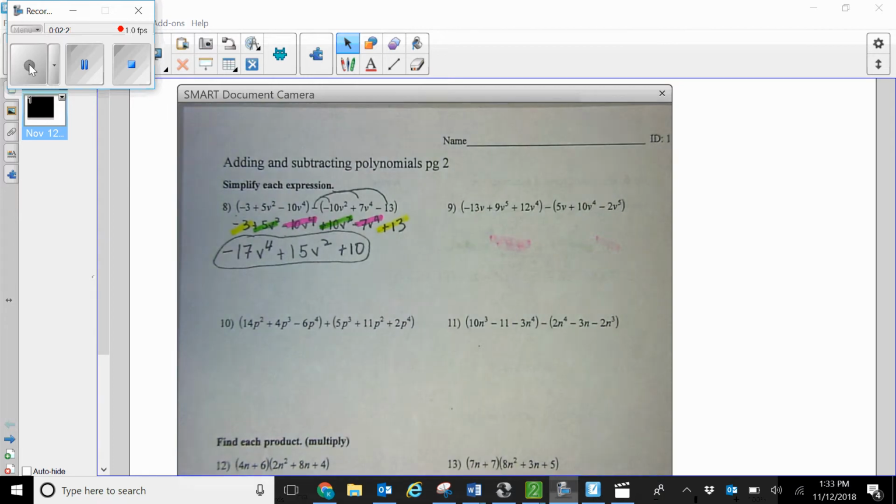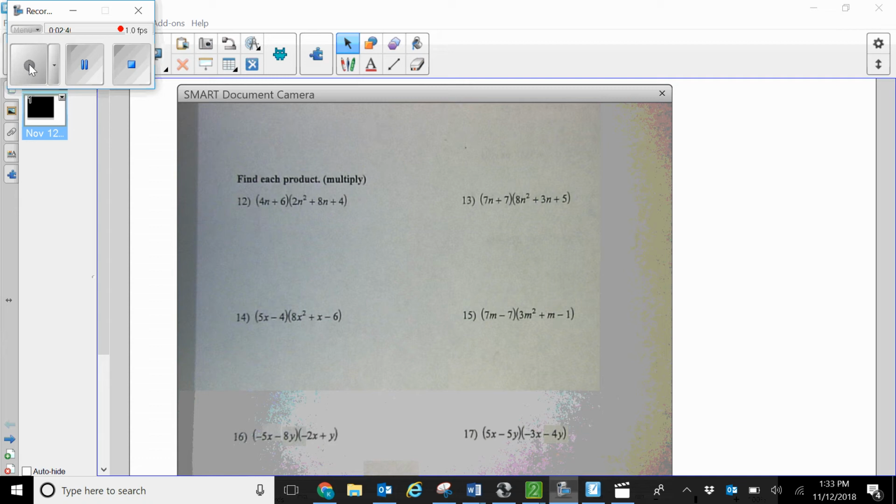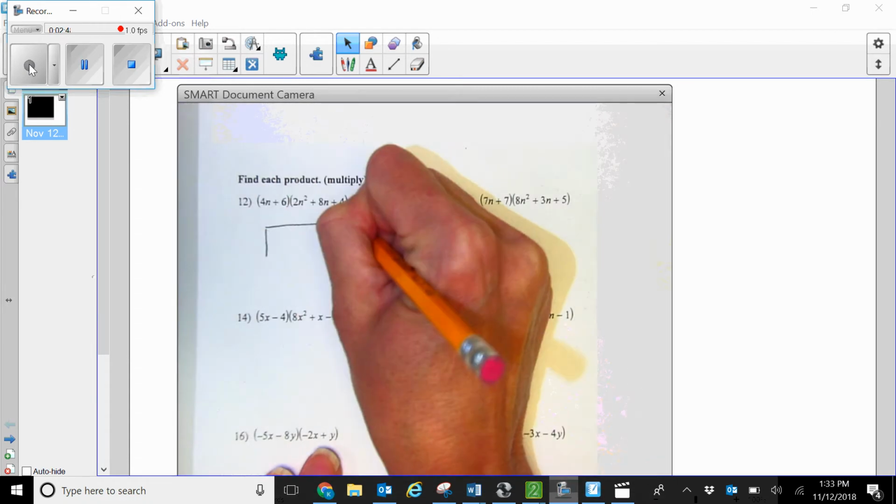I do have enough time that I'm going to move on to one in the next section. I'm going to look at number 12 with you. So if you guys need to pause, pause, but I'm going to move on to 12. And on 12, it's asking me to multiply instead of add. So typically we use the graphic organizer of the generic rectangle to help us organize our work when we multiply.